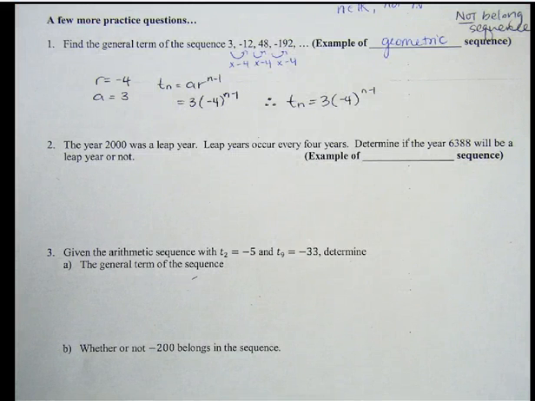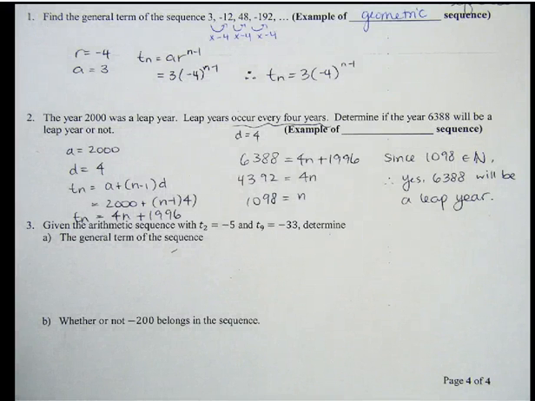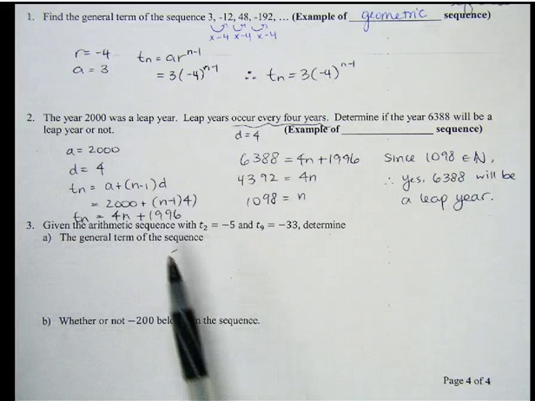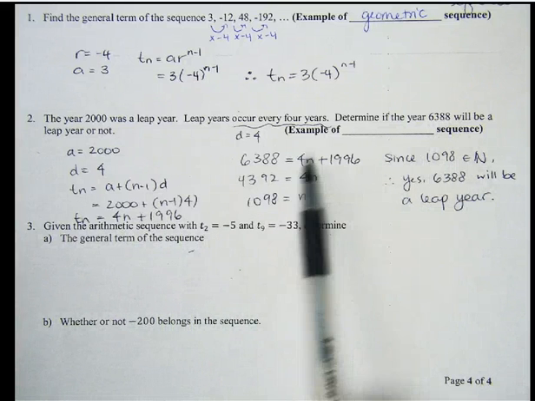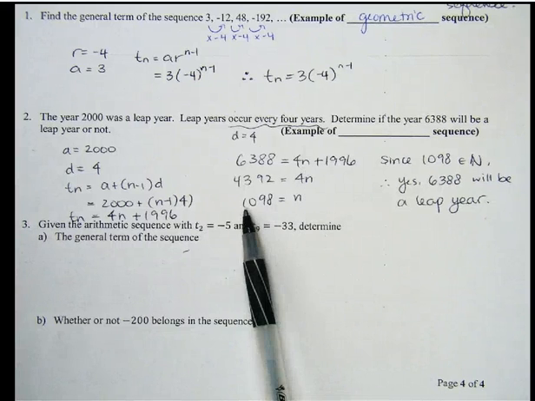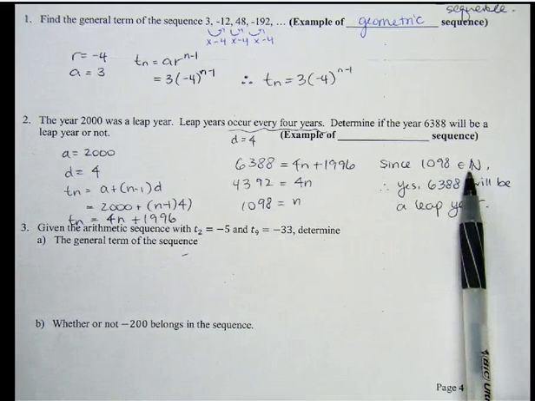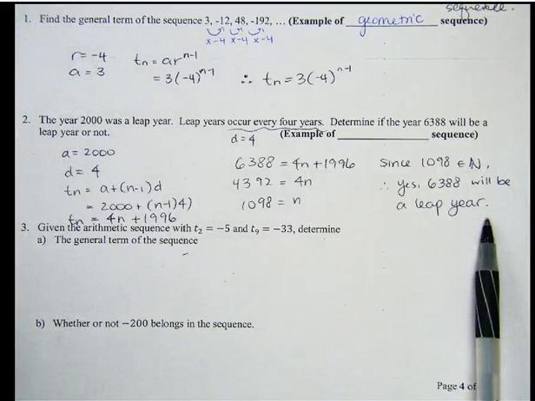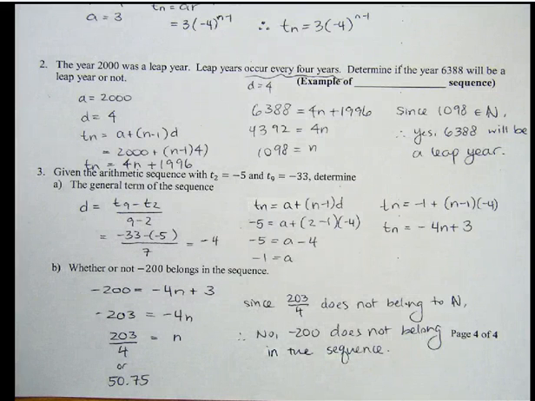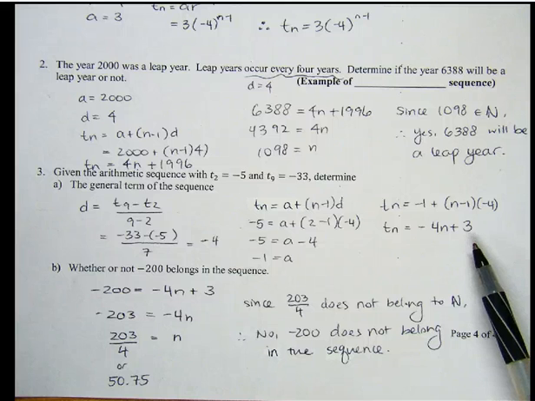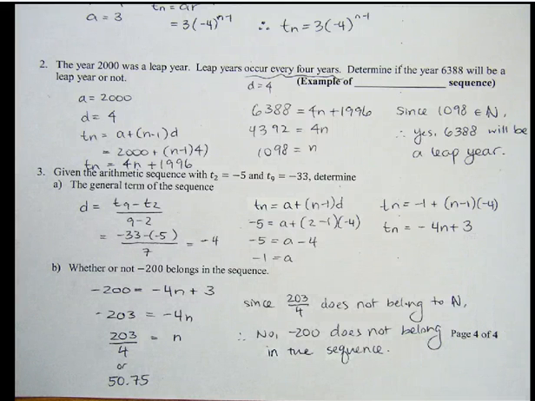Okay, so here's the full solution to number 1. Tn is equal to 3 times negative 4 to the power of n minus 1. For question number 2, you can assume that the first term is 2000, and if you figure out the general term as 4n plus 1996, then plug in 6,388 into Tn and solve for n. You should get a whole number for n. So since that whole number belongs to the set of natural numbers, yes, the year 6,388 will be a leap year. Okay, last example, you should get Tn equals negative 4n plus 3 for the general term, and no, negative 200 does not belong.